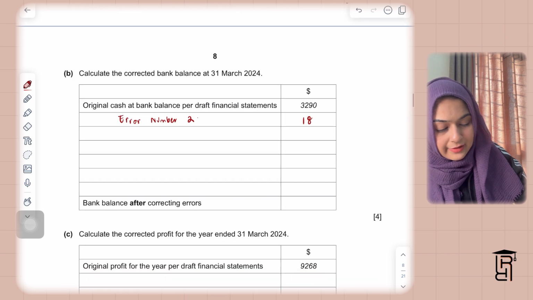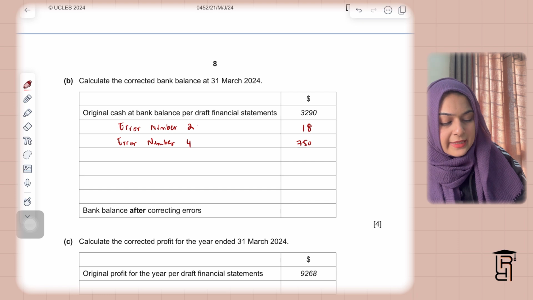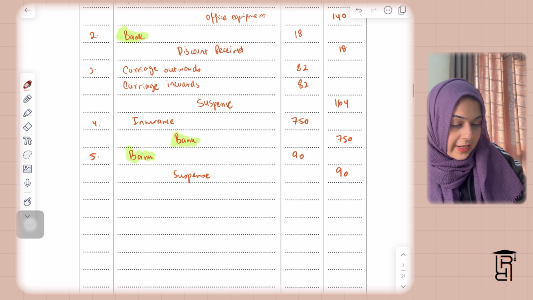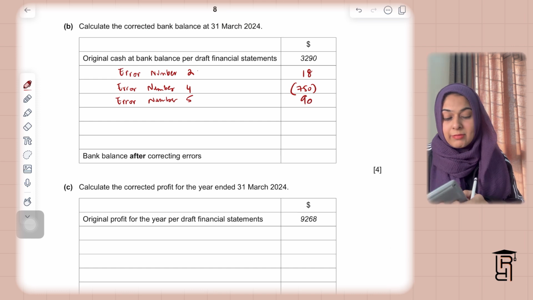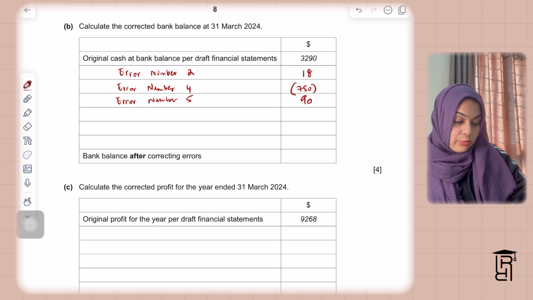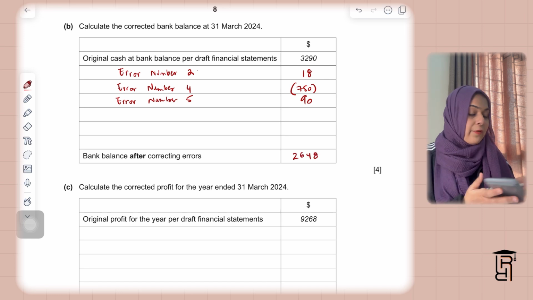So I'll write here error number 4. I will subtract $750, and then for error number 5, I have debited bank by $90. So I will add 90 here, and now I will calculate the correct bank balance. So I'll write here 3290 plus 18 minus 750 plus 90, which will give me 2648 as my correct bank balance after the correction of errors.